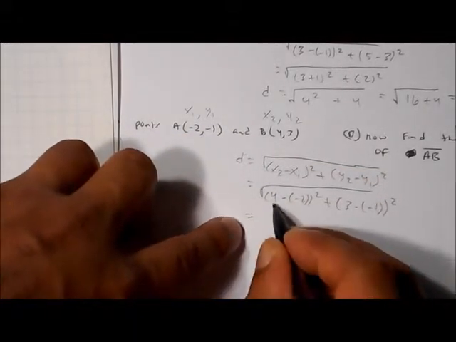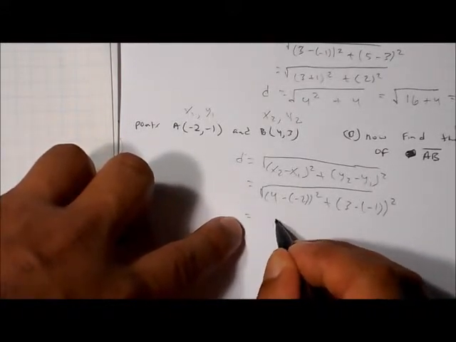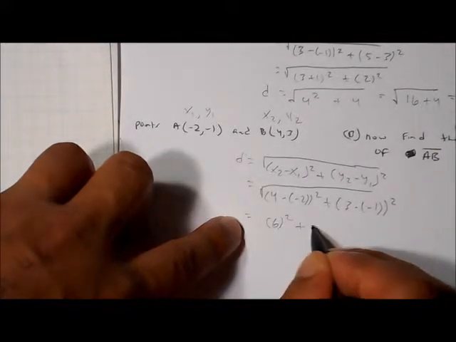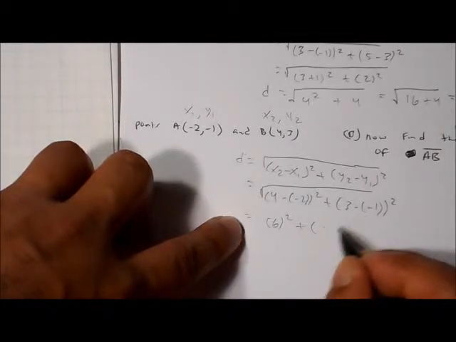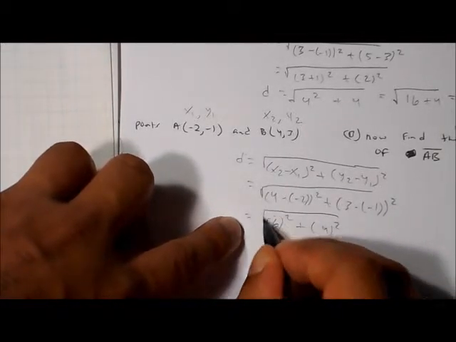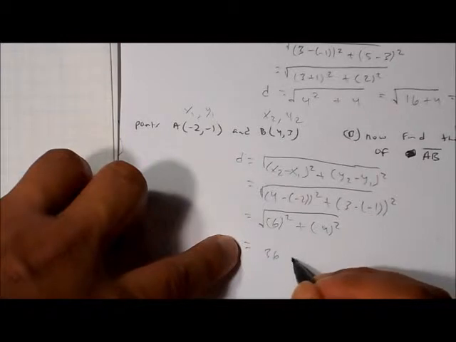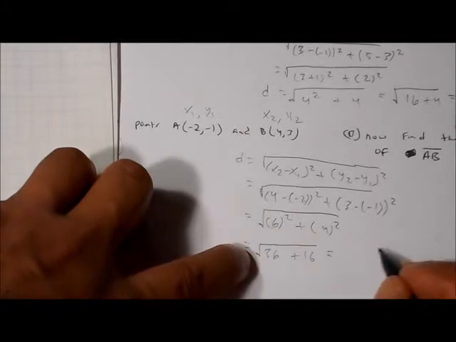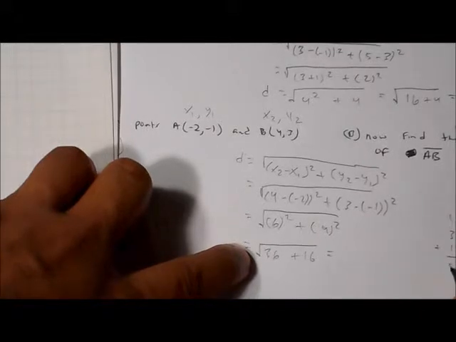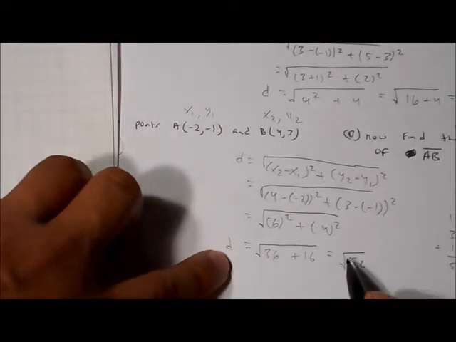Okay, so what's 4 minus negative 2? That negative 2 should turn to a positive, so we have 4 plus 2, which is 6 squared, plus 3 minus a negative 1. So 3 minus negative 1, so 3 plus 1 should be 4 squared. Take the square root of that. 6 squared should be 36. 4 squared should be 16. Okay, so 16 plus 36 should be 52. Square root of 52. Okay, so don't forget your square root.